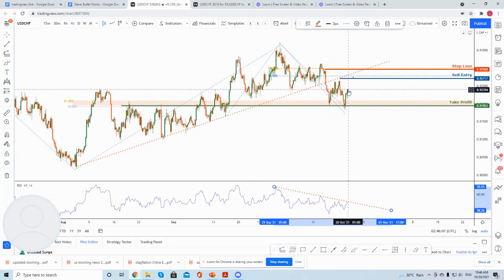And the reason why I think that price is bearish is because our RSI indicator shows that it's on a descending trend line, so price might continue to go down.